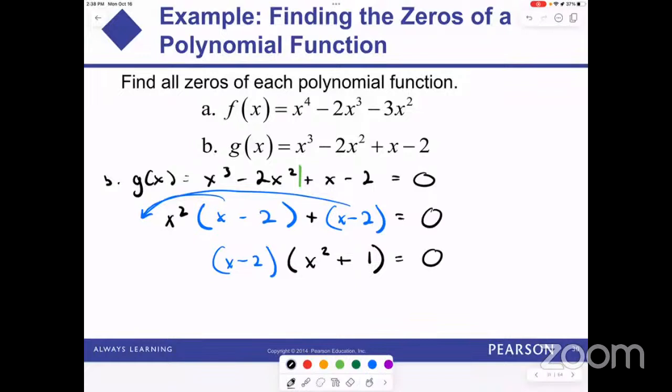x minus 2 equal to 0, so x equals 2. Now let's see what happens with x squared plus 1 equal to 0. This is a U-shaped curve that's been moved up by 1, so it lies entirely above the x-axis and never crosses it. If we subtract 1 from both sides, we have x squared equals negative 1. That's not a real solution, because we can't take the square root of a negative, so no solution there. So we only have one zero, which is x equals 2.